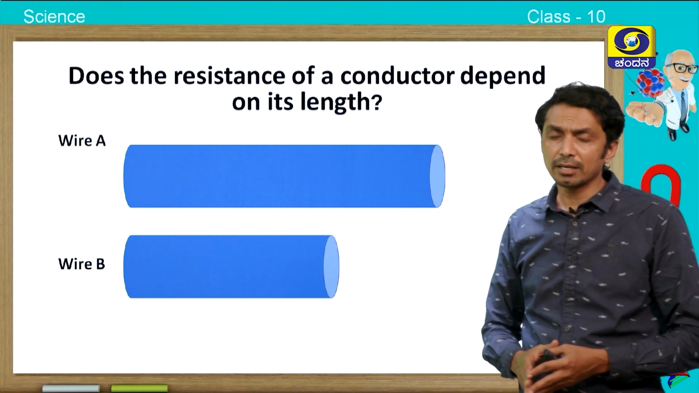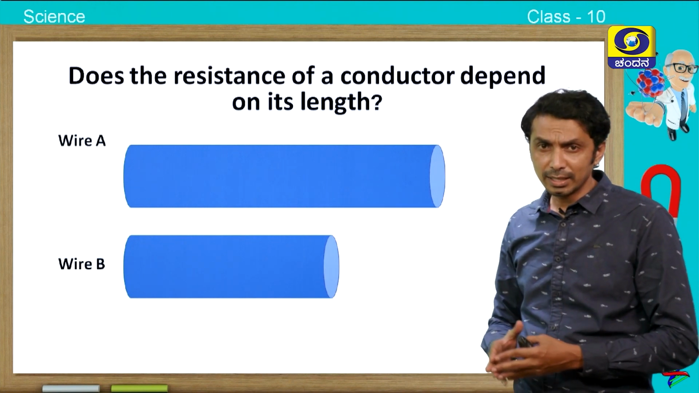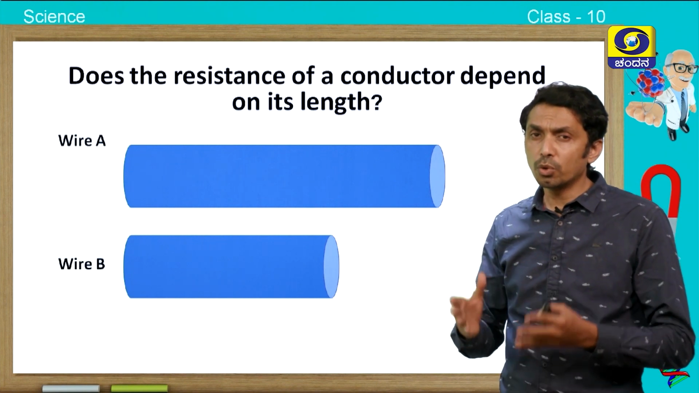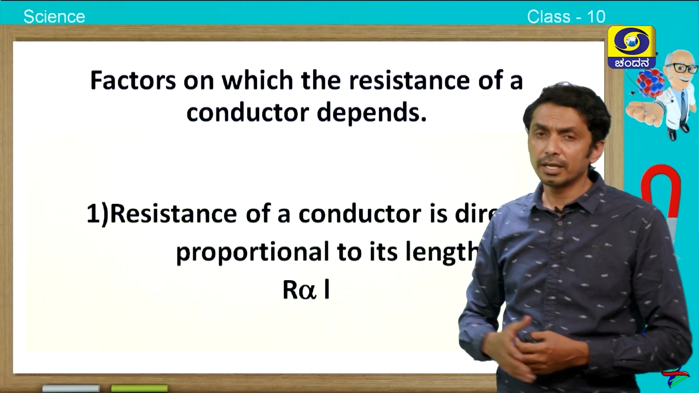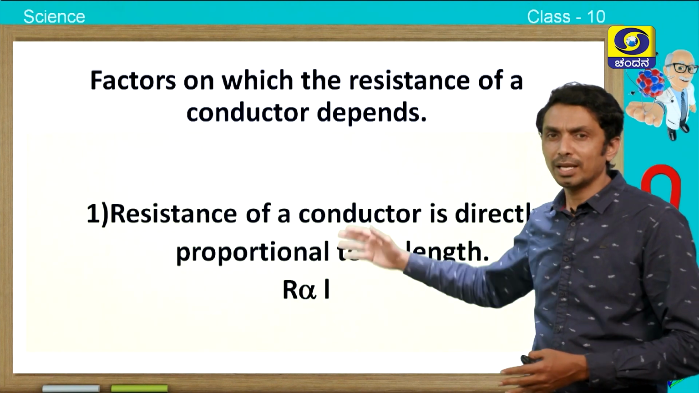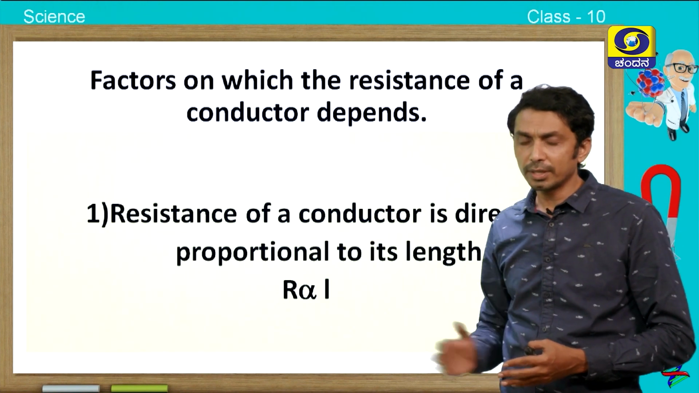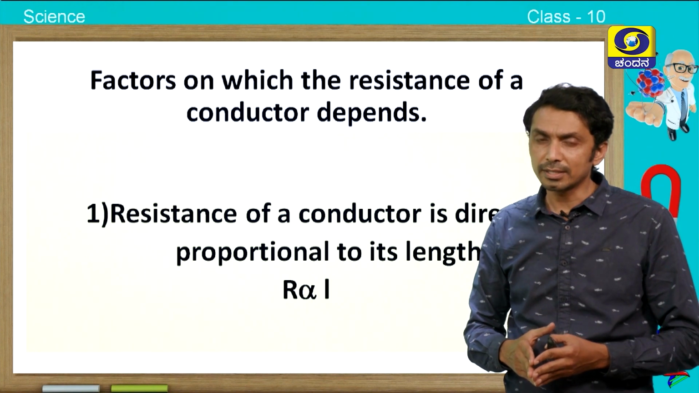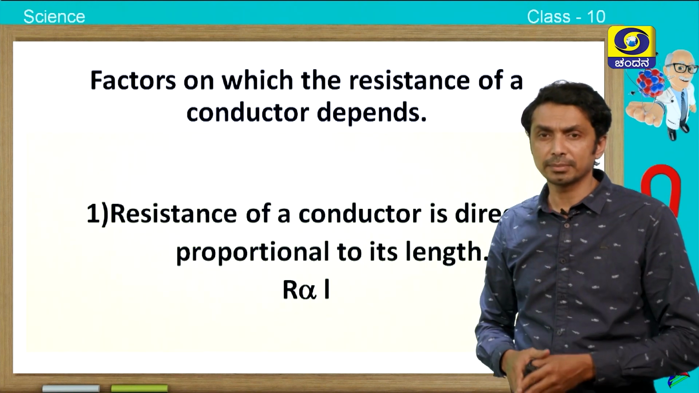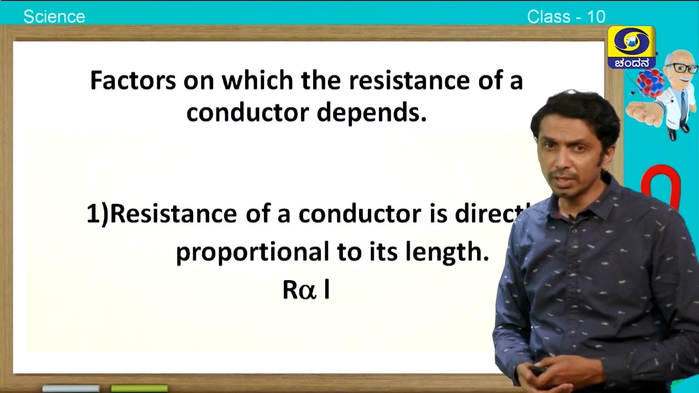So what we can say is that if a wire is of longer length, then the charges need to flow more distance, so they will have more resistance. That means we can say the resistance of any conductor is directly proportional to the length of the conductor. If the length of the conductor is more, then the resistance of the conductor is also more, even if they are made of the same material. That is why we have mentioned resistance is directly proportional to the length of the conductor.